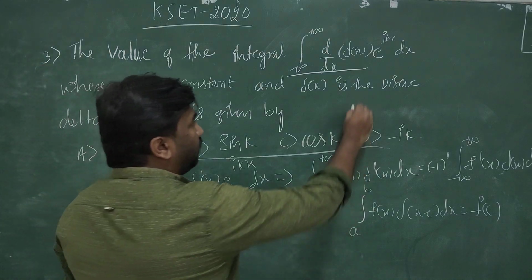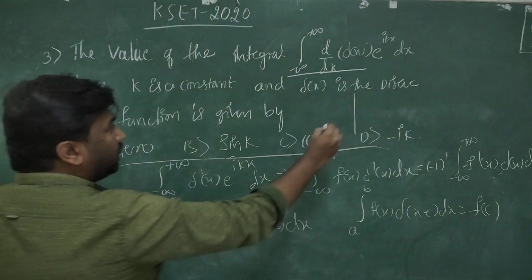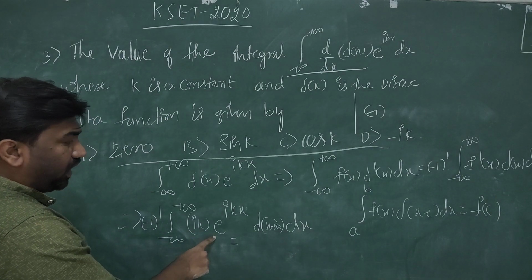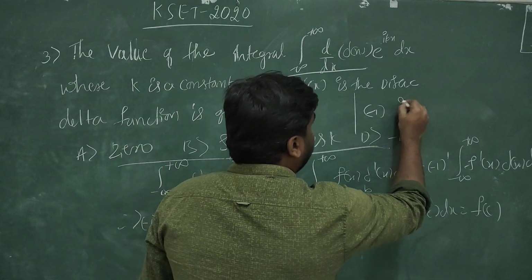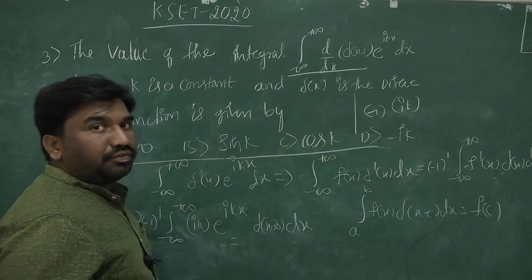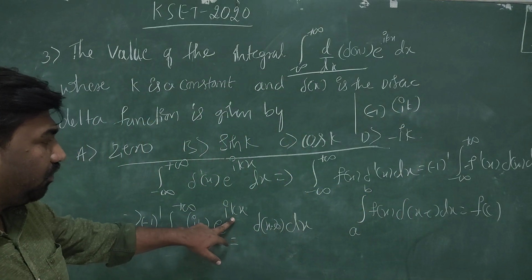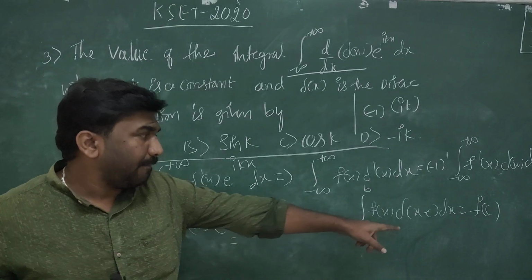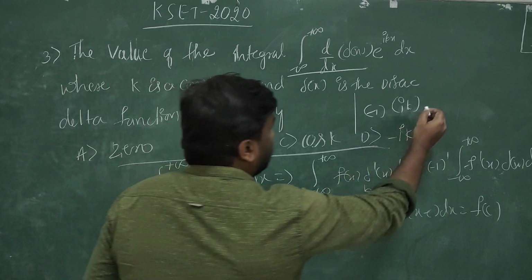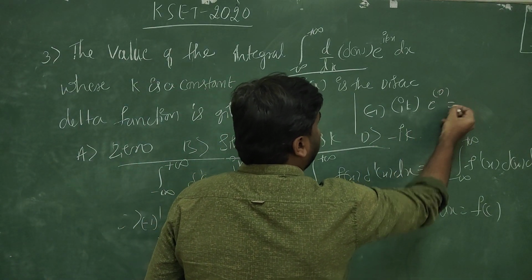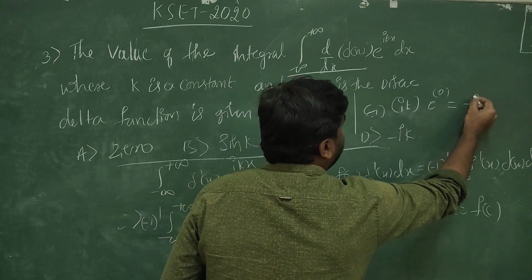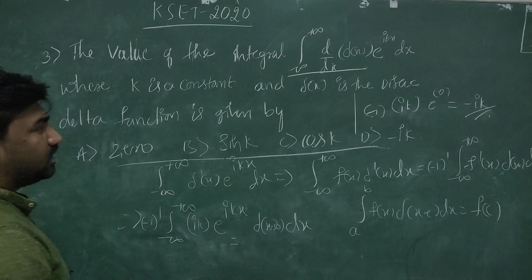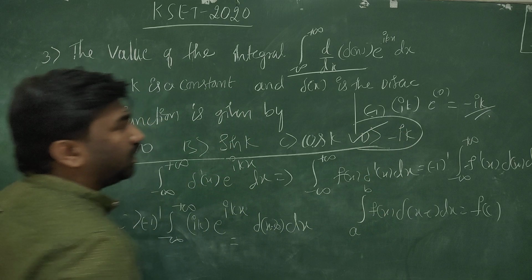I am going to write here minus 1 into, let us take this constant ik, into f(c). Here in place of x we have to substitute c. So here c is 0, so therefore e power 0. The answer is minus 1 into ik, which is minus ik. So minus ik is option D. This is the correct answer.